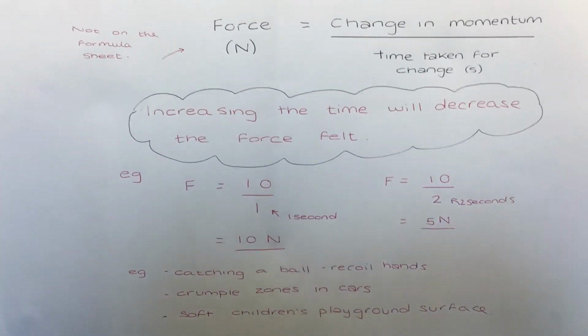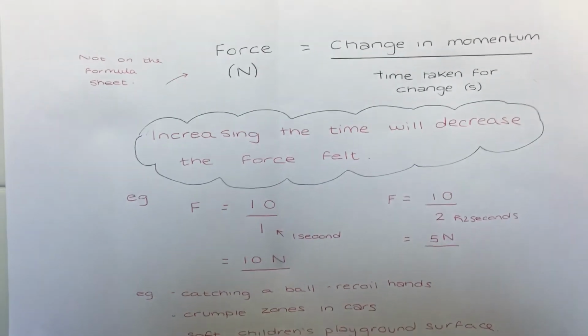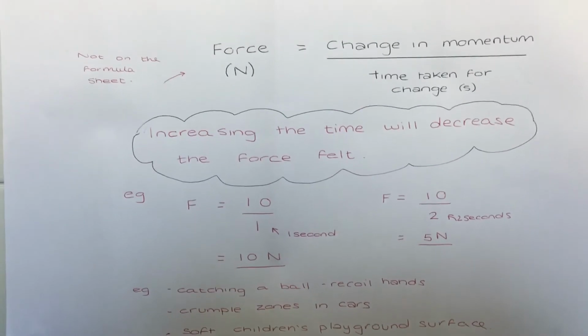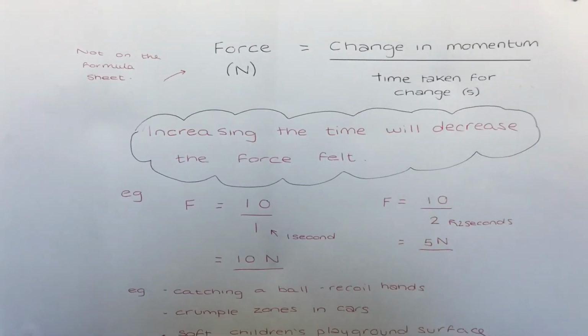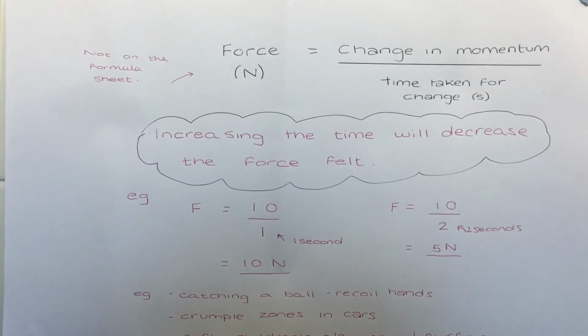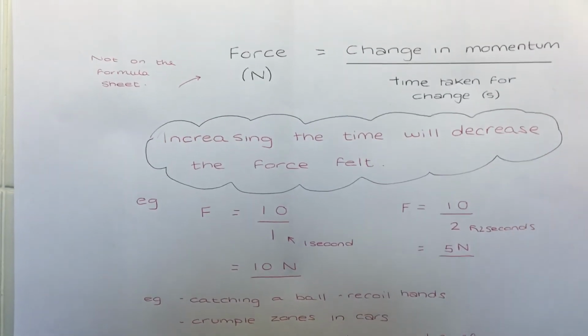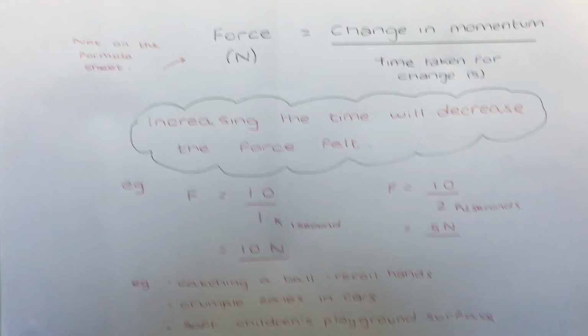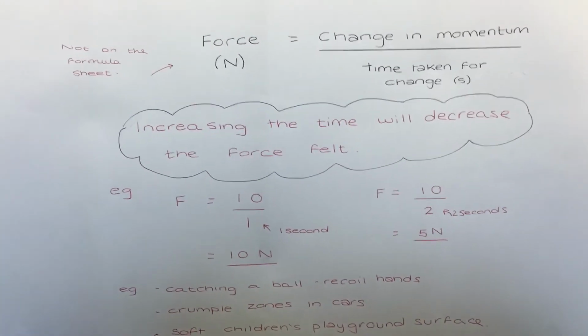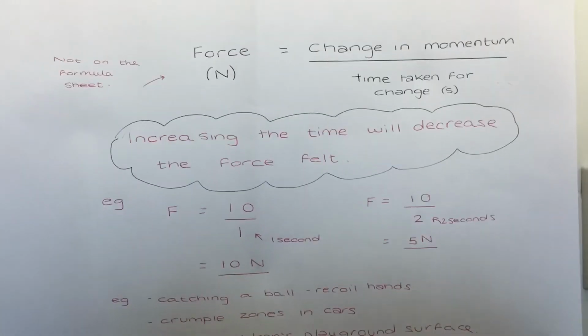Okay, so in an exam question, you might have just worked out the momentum and then they say it takes this many seconds, usually 0.0 something. What is the force felt? So you just take the number you worked out before and divide it by whatever time they've given to you. And if they want a unit, remember it's in newtons.